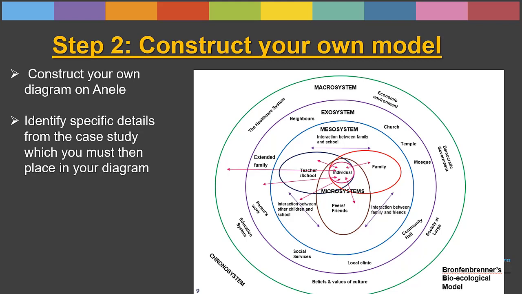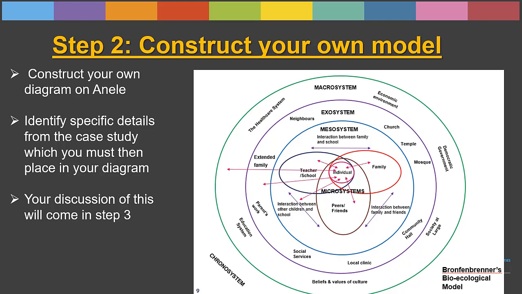Do not put too much information in here. The discussion of all of these different systems and how they shape and influence the individual, who obviously in this case is Anele, that will be discussed in step 3 of the assignment. So for this, I'm just going to be looking for specific details, and I'm going to be looking at, have you placed them in the correct system as per theory?